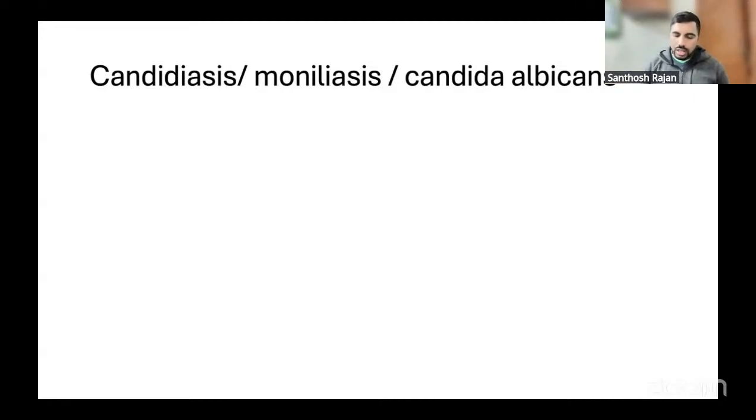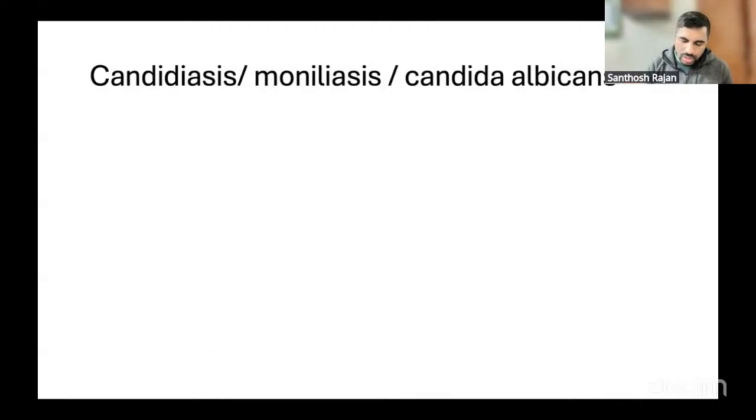Now, what about the lab diagnosis? When we talk about the lab diagnosis, what are the methods available? The first one is always we do a wet mount. In wet mount, you look for the budding yeast cells, BYC, budding yeast cells with pseudo hyphae.